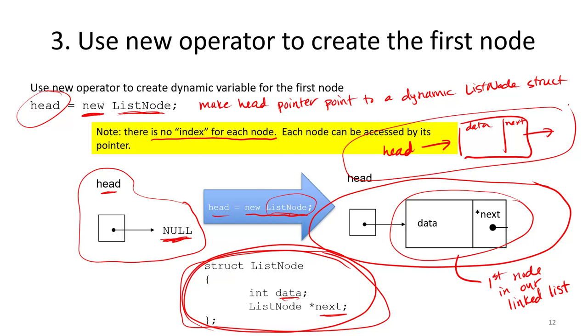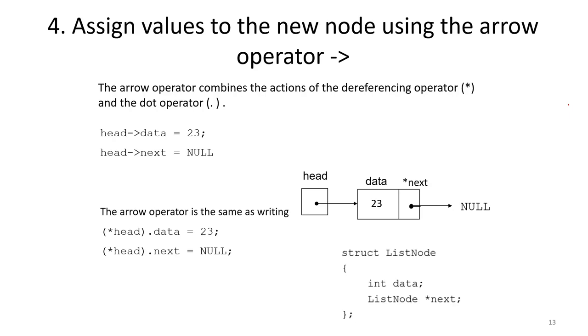All right, so we have just created our very first node of our linked list. Now we need to initialize the data inside that first node so that it contains whatever data that we want to store. So how do we do that? That brings us to step 4. In step 4, we need to use this operator. It's actually called the arrow operator. And we will use this to assign values to the data and next inside our list node struct.